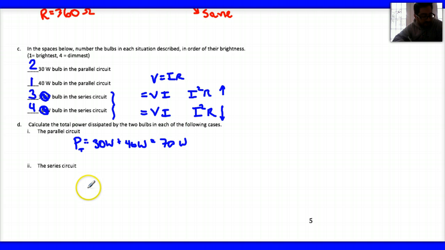The series circuit's a little trickier. I have to do some calculations. The total power is going to be the total voltage times the total current, or in this case 120 volts times my current, which I calculated previously of 0.143 amps. When I do that, I'll see that I get 17 watts. So I have much more power delivered to the bulbs in case 1, parallel, than I do in series.